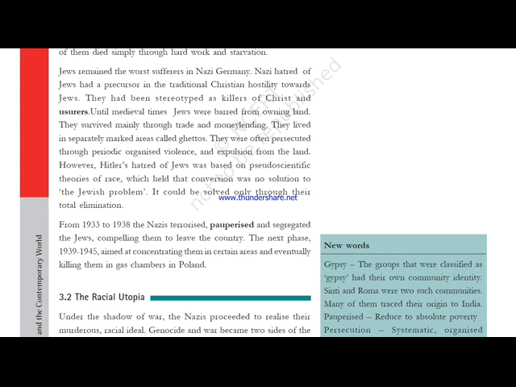Between 1933 and 1938, the Nazis terrorized and segregated Jews, compelling them to leave the country. And between 1939 and 1945, while the Second World War was on, the aim was to gather them in a certain area and finally kill them in gas chambers in Poland.